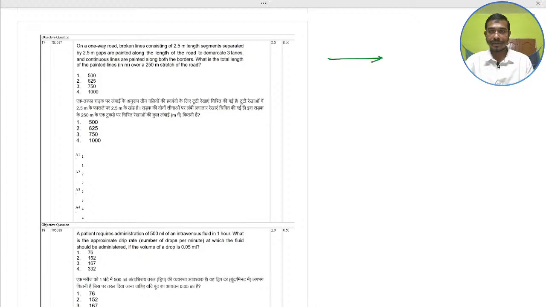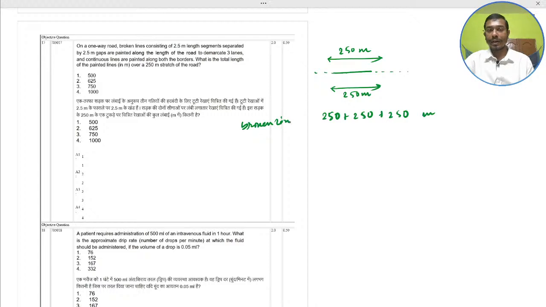This is 25 meter, and this is to maintain. Okay, this is also 25 meter. Not 250 meter. So total would be what? 250 plus 250 plus 250 meter. This is the broken line. The broken line should be what? 750 meter. Okay. Answer 3 would be the correct one, 750.